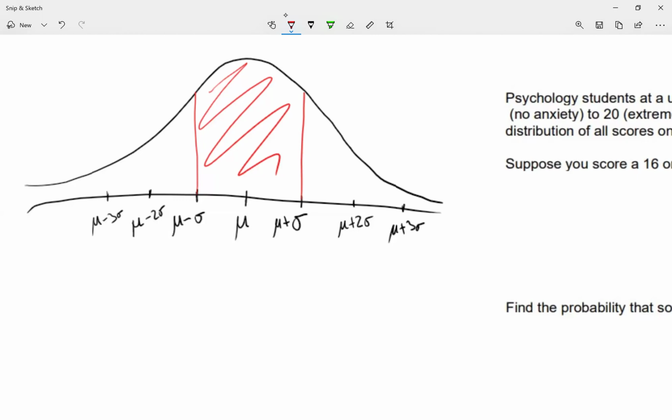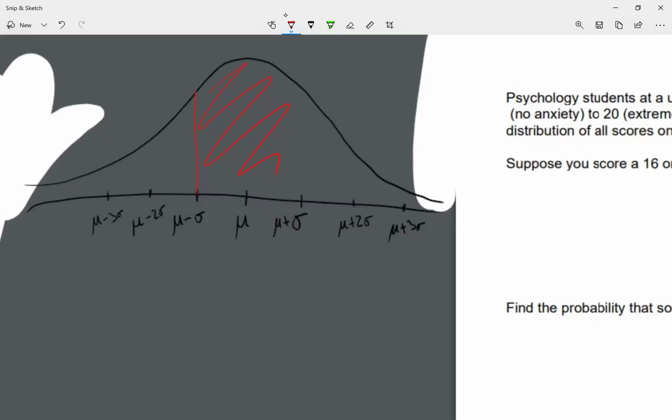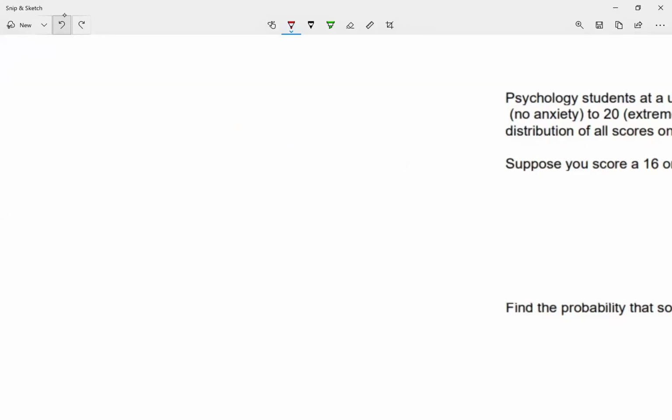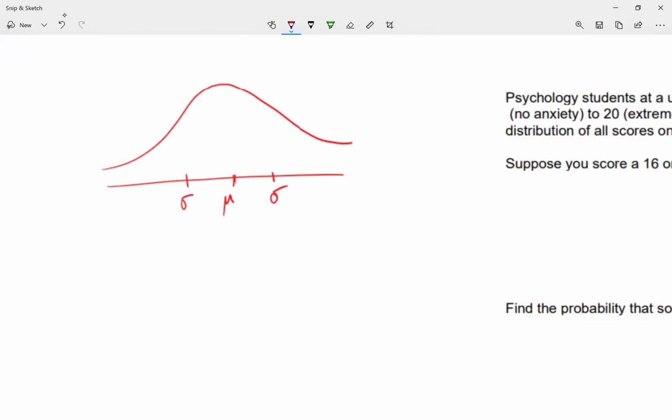Now, obviously, if the whole thing was 68%, I guess I'll use red. From the mu to one standard deviation to the right or one standard deviation to the left, the whole thing was 68%. So from mu to one standard deviation, we expected this to be 34%, right? All of this in between. Again, that was the empirical rule, the empirical method that we learned last semester.